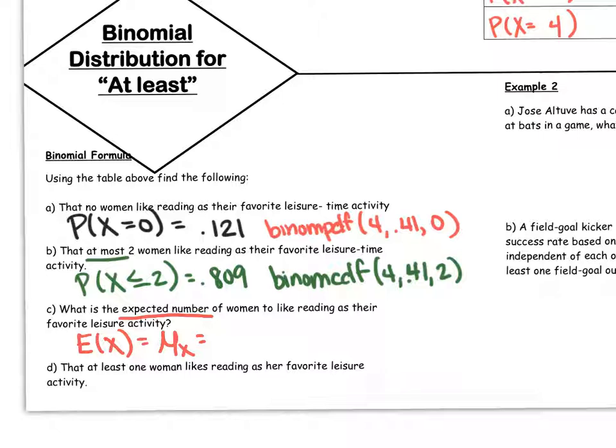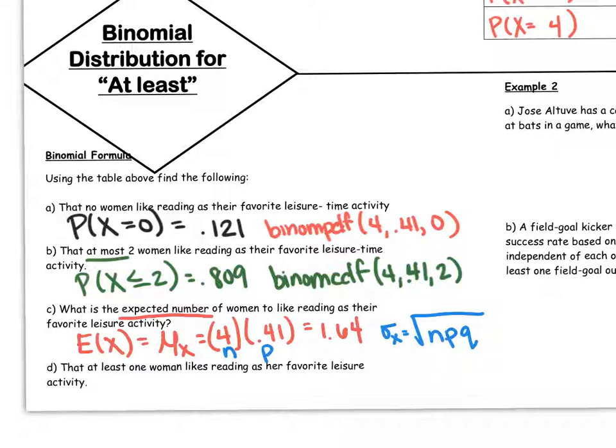So how many do we have here in our sample? We have 4 people in our sample, right? Times the probability of success, which is 0.41. So we do 4 times 0.41 and we get 1.64. To calculate the expected number, or the expected value, this is just n times p. n times p is the expected value. And the standard deviation of x is equal to the square root of n times p times q.